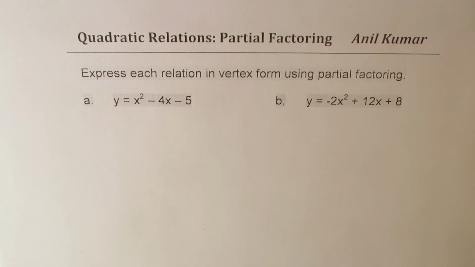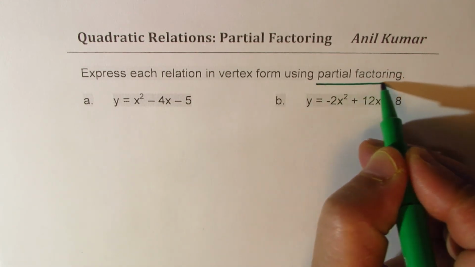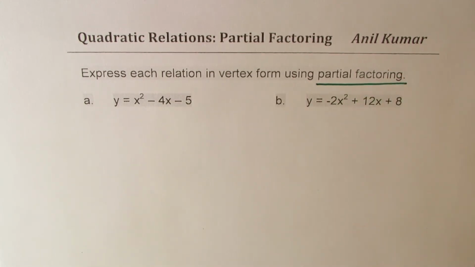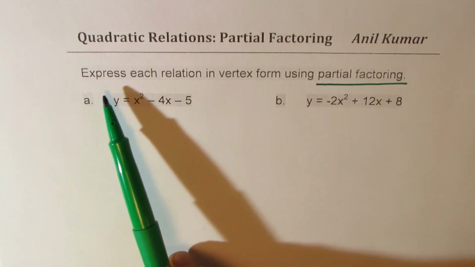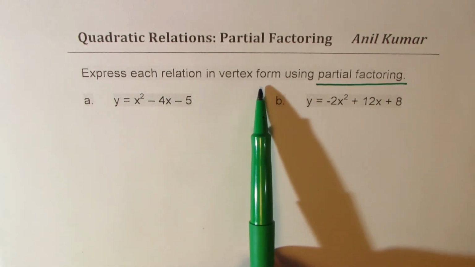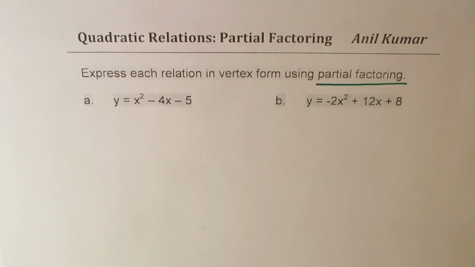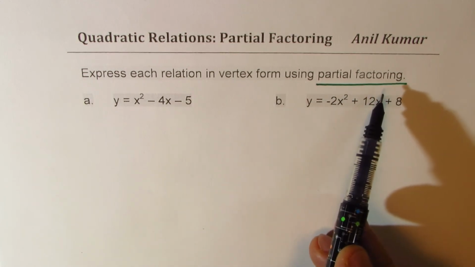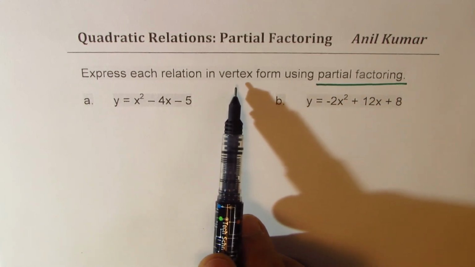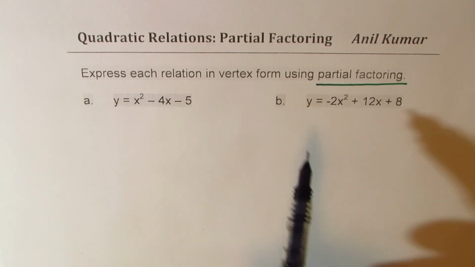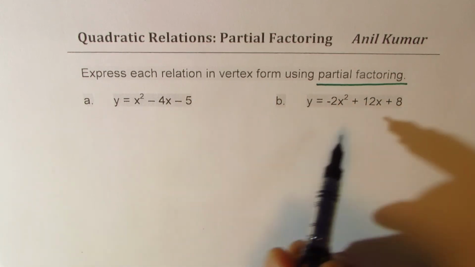Purposely I've taken this example since many students do not use the partial factoring method as effectively as they should be using. So the question here is, express each relation in vertex form using partial factoring. Normally you do completing the square. So we'll again review how to partial factor and write the equation in the vertex form. Correct? So we are given two equations here.